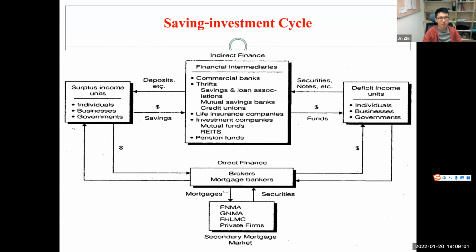Surplus and deficit income units are broken down into three categories: individuals and households, businesses, and governments. Both surplus and deficit income units exist within each category, but some categories will be dominated by one type. For example, the federal government in the United States has often been a deficit income unit.